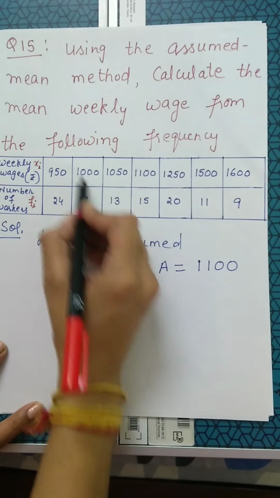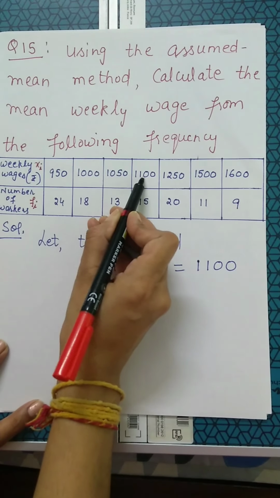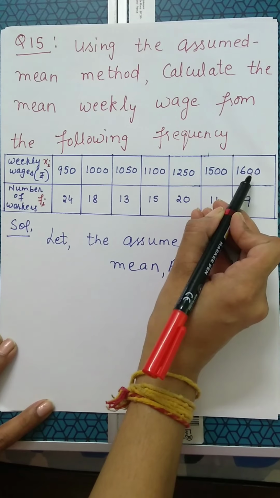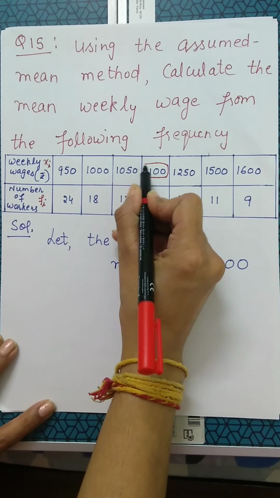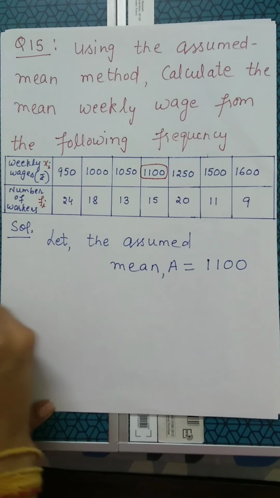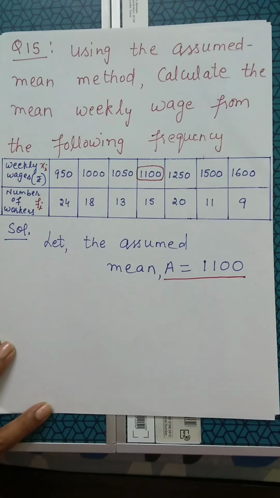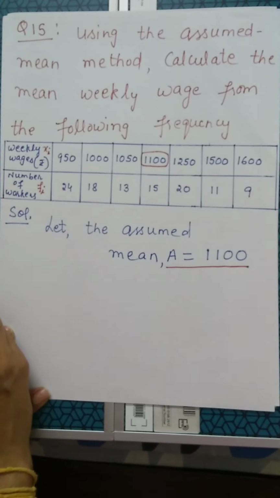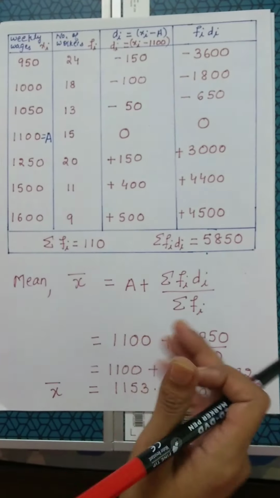Now I need to count the number of observations I have, that is 1, 2, 3, 4, 5, 6, 7. So according to the rule, I will take the middle value here as the assumed mean. So I will be considering A as 1100. And if you see, corresponding to that, the frequency is 15. But let us calculate it. We need to make a table here.